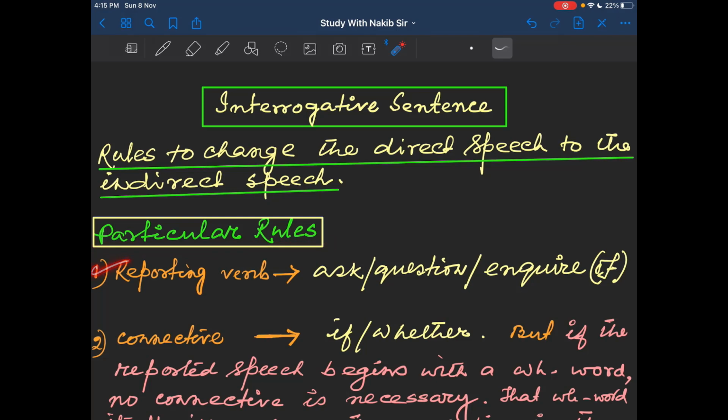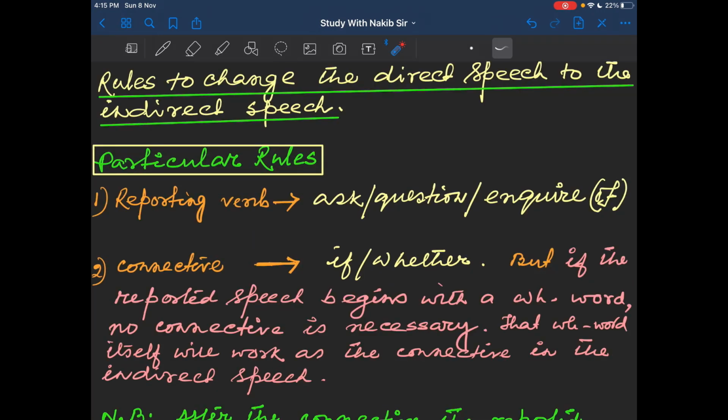Rule number 1. The rule number 1 is the rule about the reporting verb change in the indirect narration. Change the reporting verb in the indirect narration to ask or question or inquire. Use of if the reporting speech has any object. Use of after inquire. Okay.